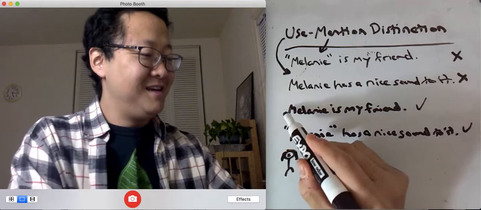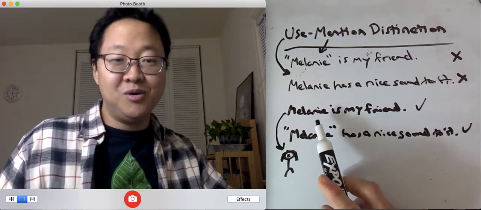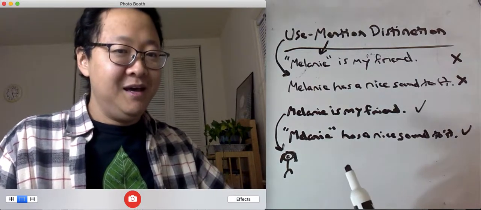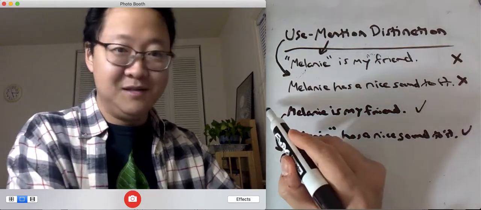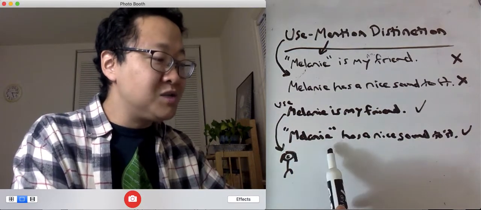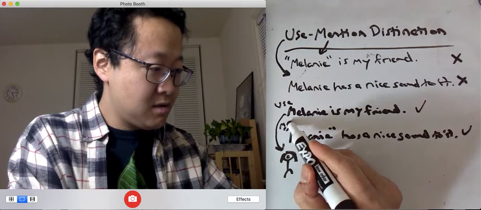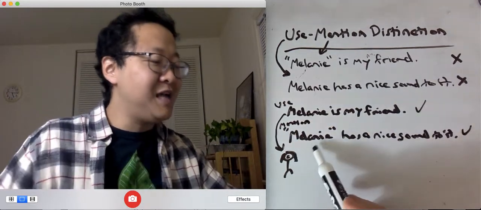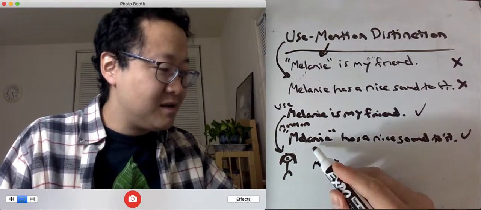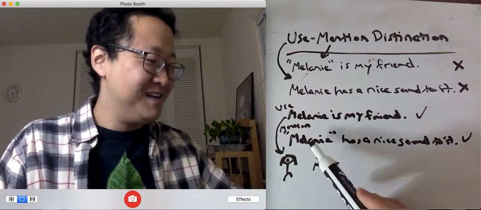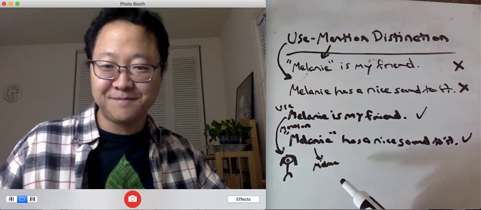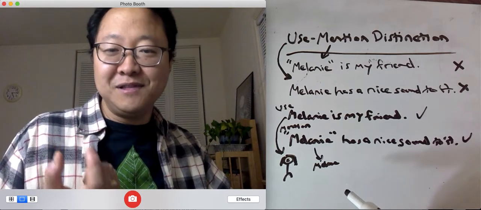Okay, so when you don't put the quotes around it, you're able to actually refer to the real person. Okay? And that's use. I'll just put that here, use. When you use quotes, that's mention. And here, when I put quotes, now I'm not referring to Melanie anymore. I'm actually just referring to the word, Melanie. Here the word, this is referring to this word, Melanie. That says Melanie right there. Okay, so that's the difference between use and mention.